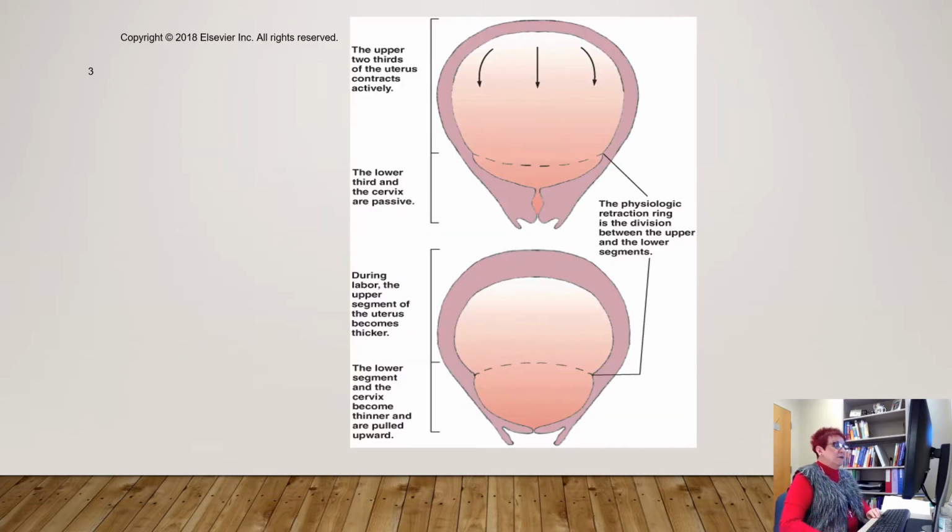So this is just a picture of how it happens. As you see in the top one there, the lower part of the cervix is passive, so it's very responsive to these forces. And then as the uterus forces the baby down, the cervix slides up over the head a little bit, and the presenting part, whatever it might be.